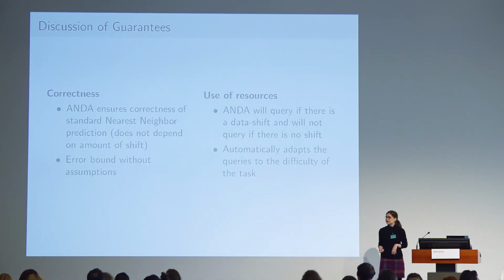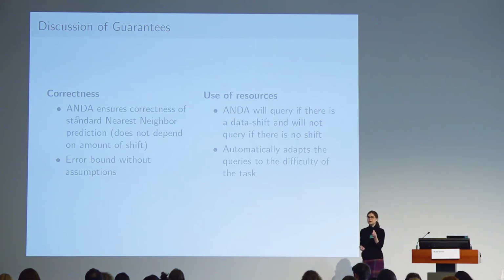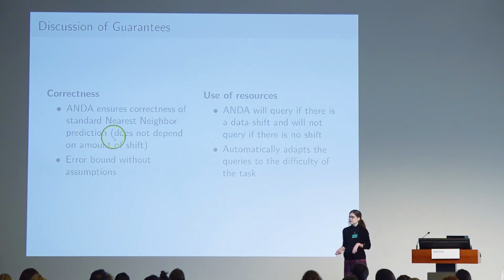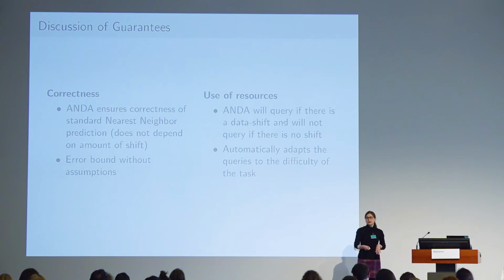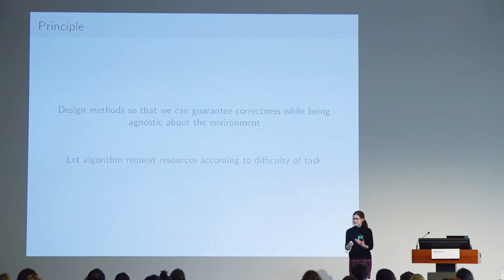Right, so these are the two main characteristics. On the one hand, we can guarantee correctness without having to make strong assumptions on what type of data shift happened. And on the other hand, the method will automatically adapt the resources it uses to the difficulty of the task, right? And I guess I have to speed up a little bit. So this is just repeating this principle, right?